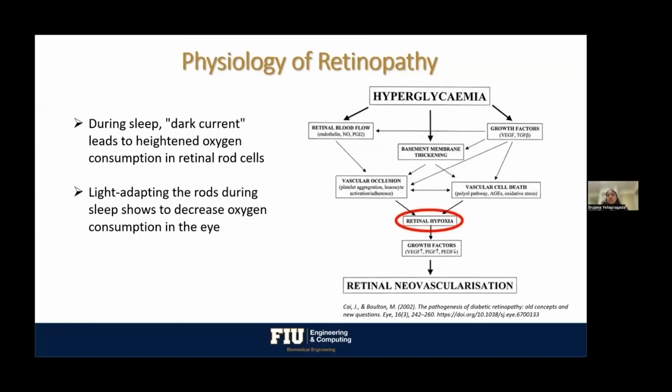Thank you, Johan. So I'm going to start off with the pathophysiology of diabetic retinopathy. The common cause is high blood sugar levels, or hyperglycemia. Although there are multiple outcomes, our focus is retinal hypoxia, which is low oxygen supply to the retina, leading to retinal neovascularization. Given that, we know during sleep, dark current leads to a large amount of oxygen consumption in retinal rod cells. Light adapting the rods during sleep shows to decrease oxygen consumption in the eye.